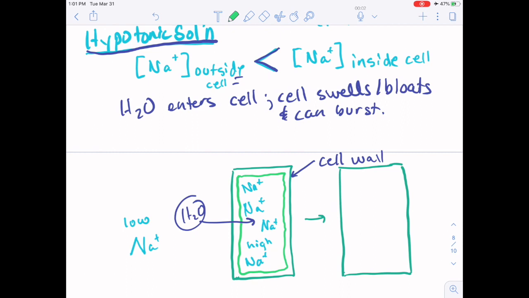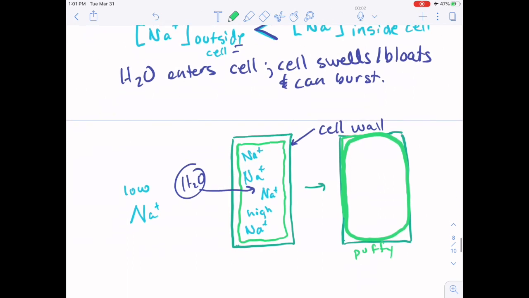Anyway, enough water is going to enter the cell that this cell membrane is going to fill up with a lot of water. So it's just going to look puffy, really. A plant cell will just kind of look puffy in a hypotonic solution. But what's interesting about that is that still, remember, plant cells have that big central vacuole. Central vacuole. I'll just put central vac in there.